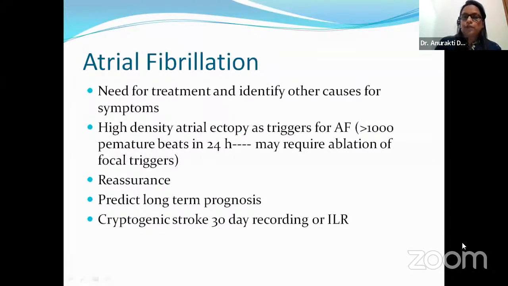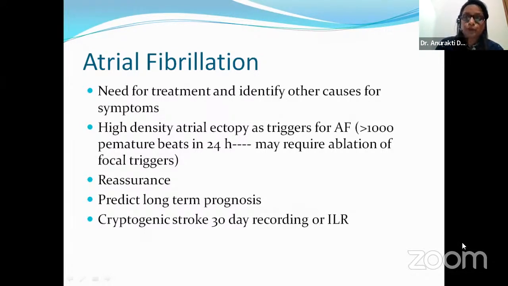In atrial fibrillation cases, you need to find whether there's a need for treatment, because most of our patients are asymptomatic. So is there any need for treatment in this patient? Are there any other causes of his symptoms? You need to do a Holter to see the rhythm over a long period of time. If there is a high density of atrial ectopy, that is also a trigger for atrial fibrillation. It is defined as more than 1,000 atrial premature beats in 24 hours. So there are focal triggers which can transform into AF.